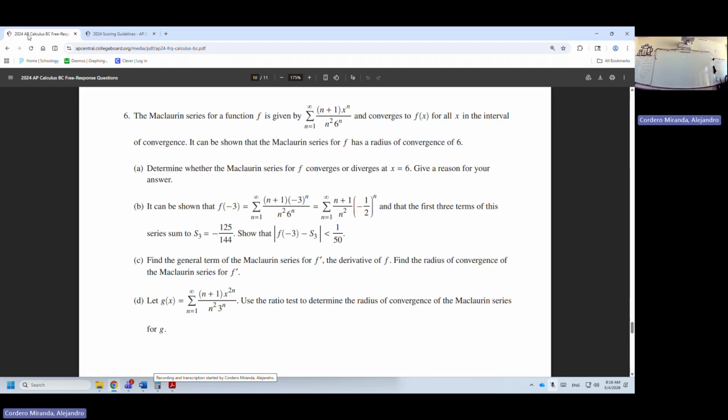Plus, the people in the video can't see it. But if you want to compare yours to mine, there it is. But I'll show you what the scoring guidelines say. Basically, you should have gotten a radius of 6 for C, and that's your F prime. And then for D, you do the ratio test, cancel a bunch of stuff, and you should have gotten that x squared is less than 3, which means that x is between negative square root of 3 and square root of 3, and so the radius is the square root of 3. But here's the scoring guidelines.